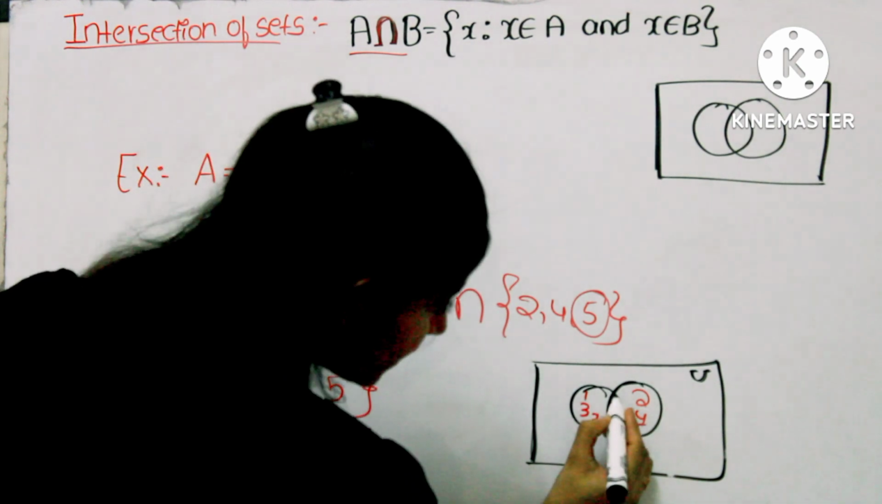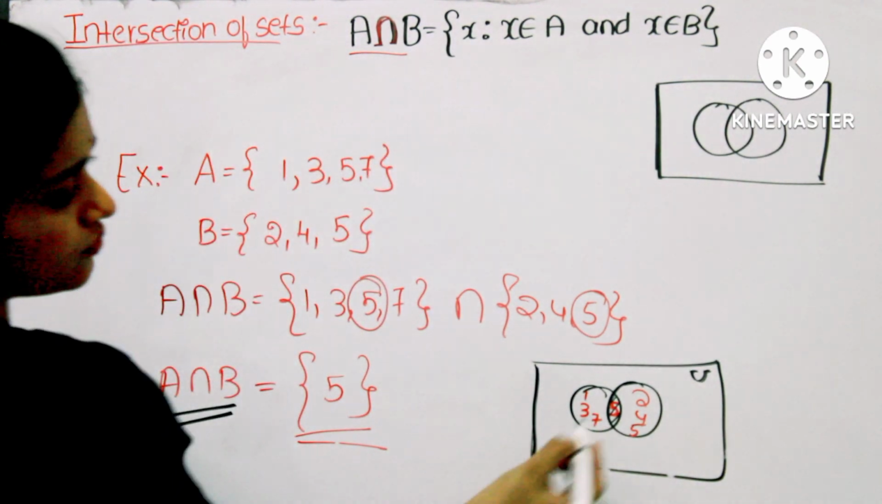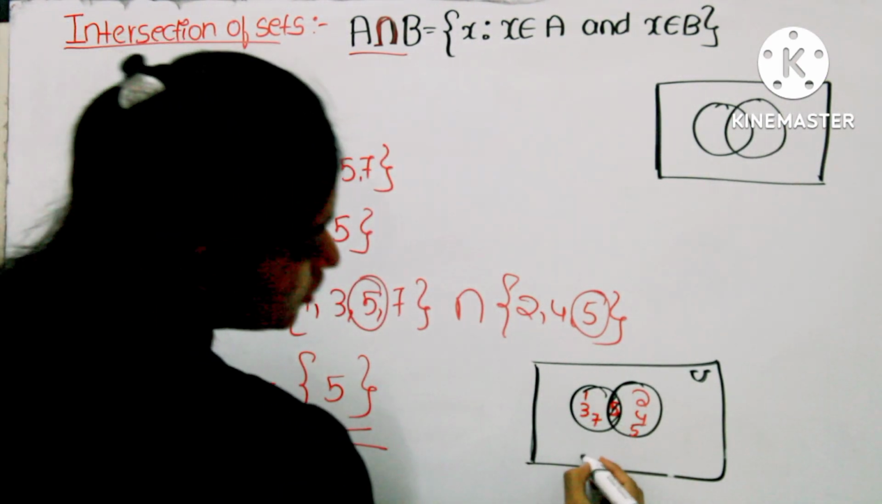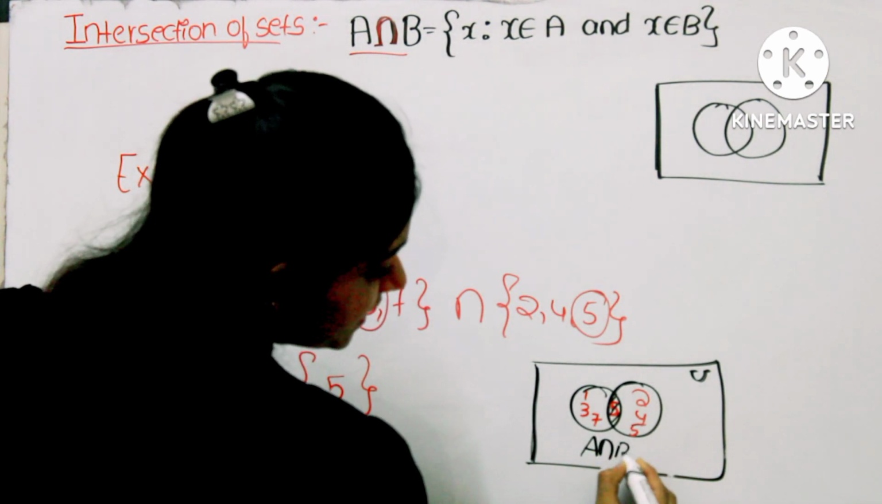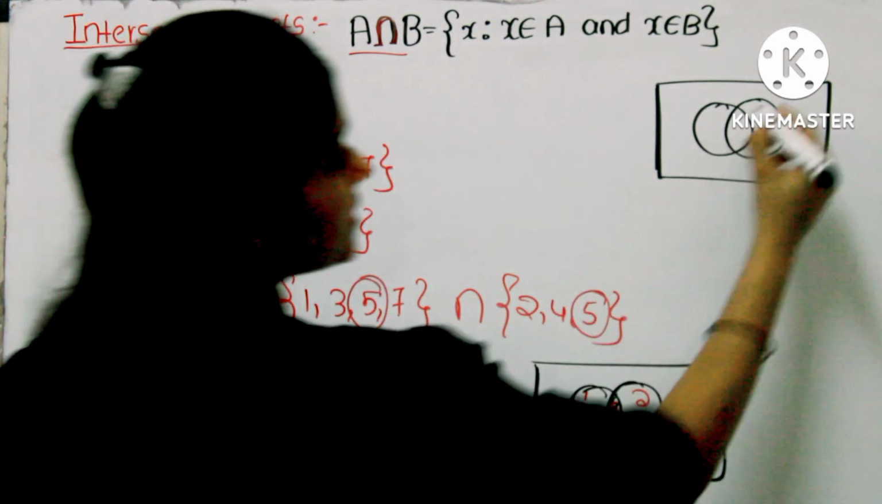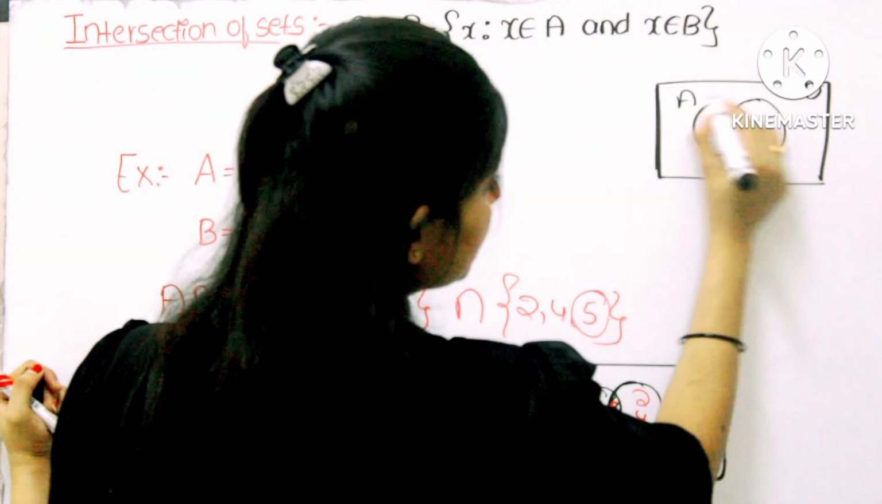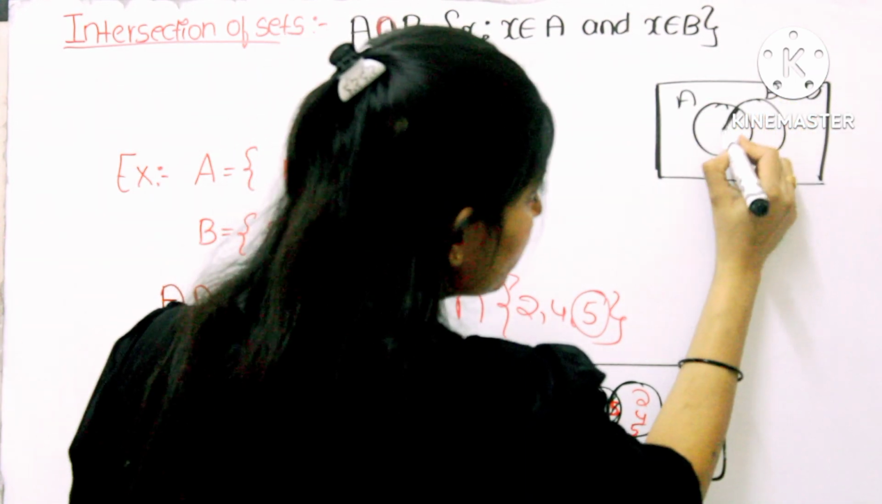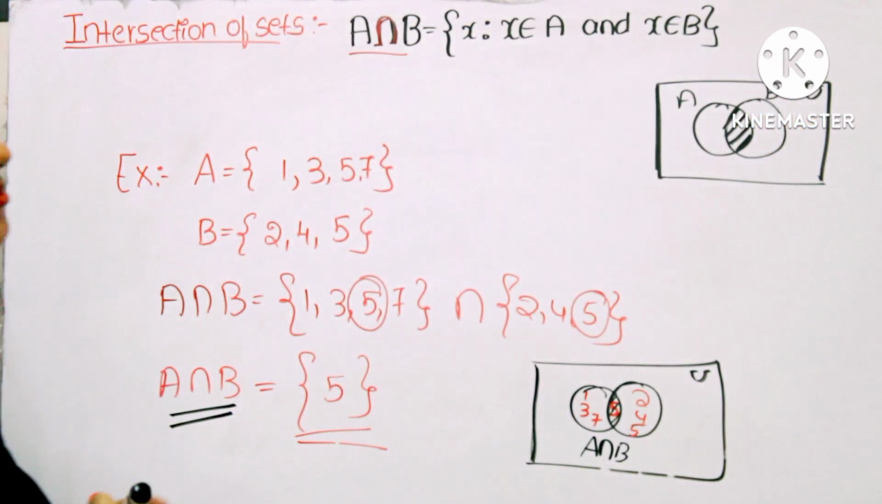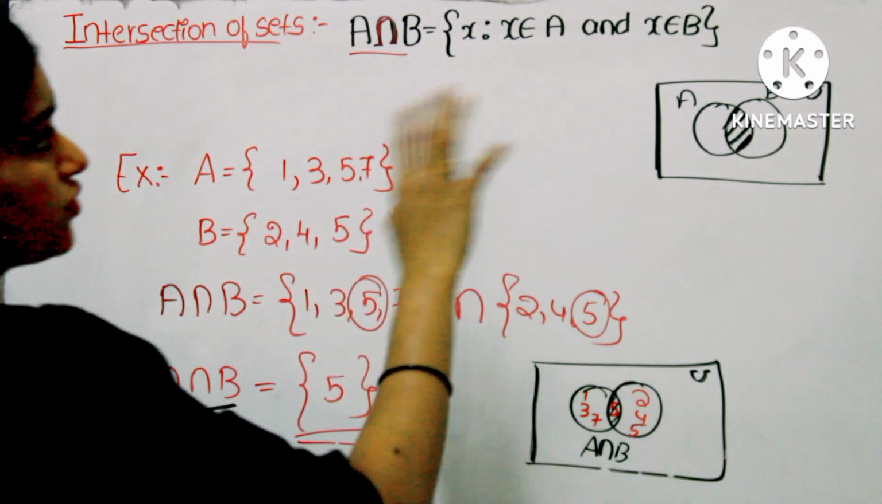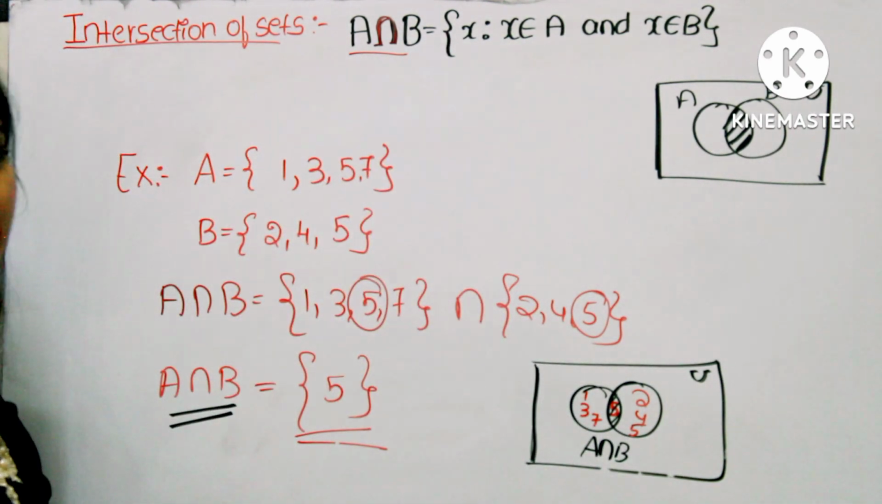So where do we have to shade? In the middle. So this is what? The intersection point. So this shaded portion is what? A intersection B. Generally we say that this is the universal set. If there are two sets A and B, then you have to shade only the intersected portion. So this is the intersection of sets.